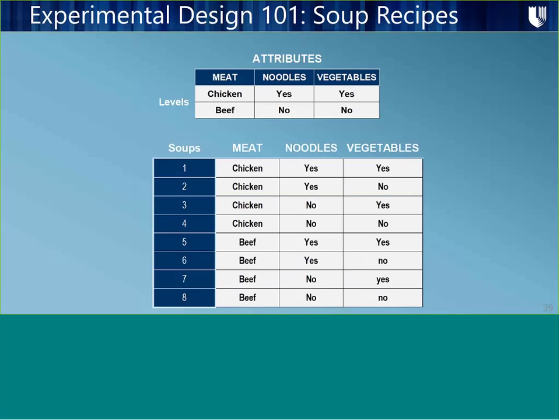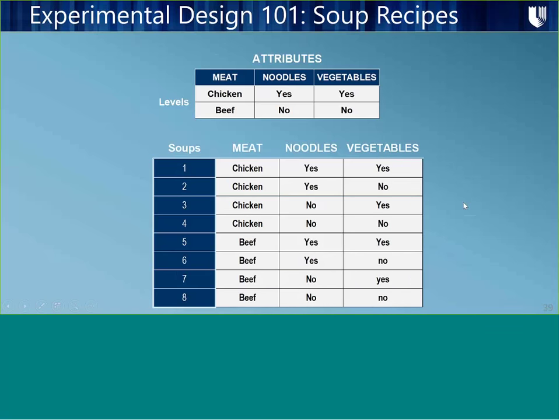So here are all the possible soup recipes that you could generate from those ingredients. There are 8 soup recipes. There's no more and no less. That shows all of them. I don't know if you can see my cursor, but chicken can occur 2 ways, with noodles or without noodles, and then with vegetables or not. Similarly for beef. This is a full factorial, or all the possible combinations.